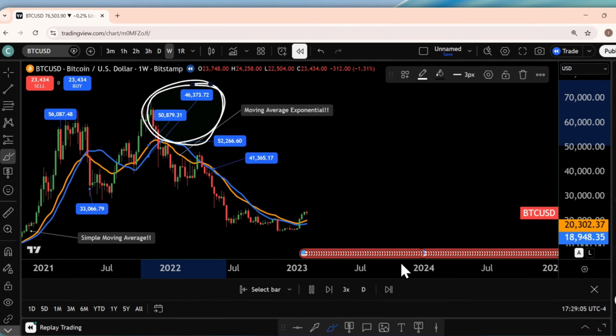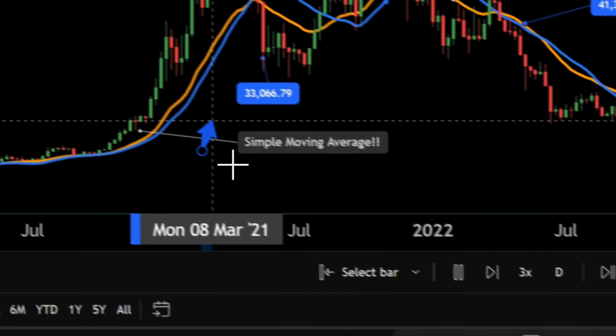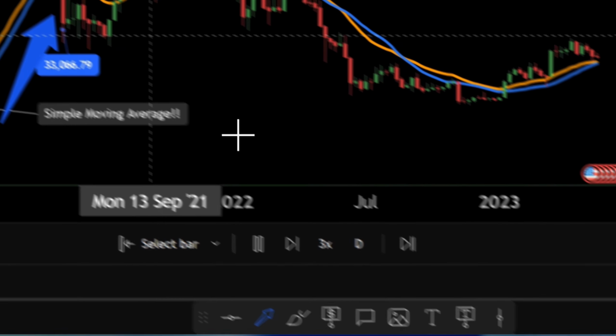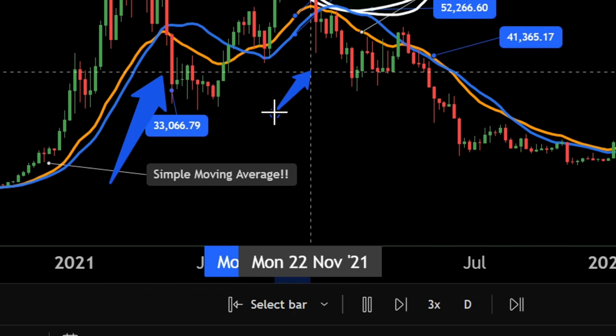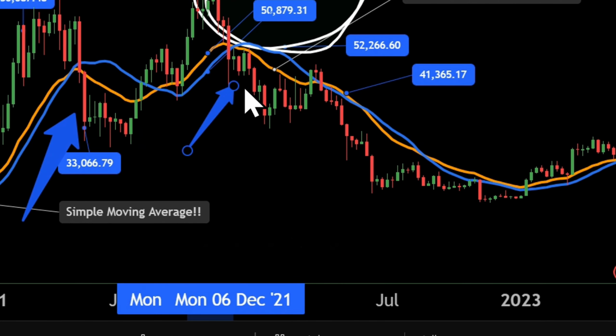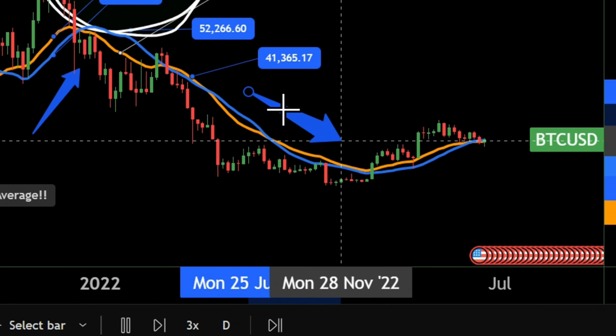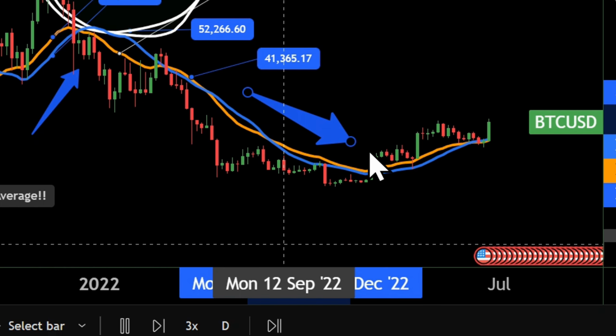For example, let's add a 50-period moving average. Go back to indicators, add another moving average, then change the length to 50. Notice how the line becomes smoother. The signals appear slower, but there's usually less noise. Longer-term investors often prefer these smoother trends because they help filter out smaller market fluctuations.